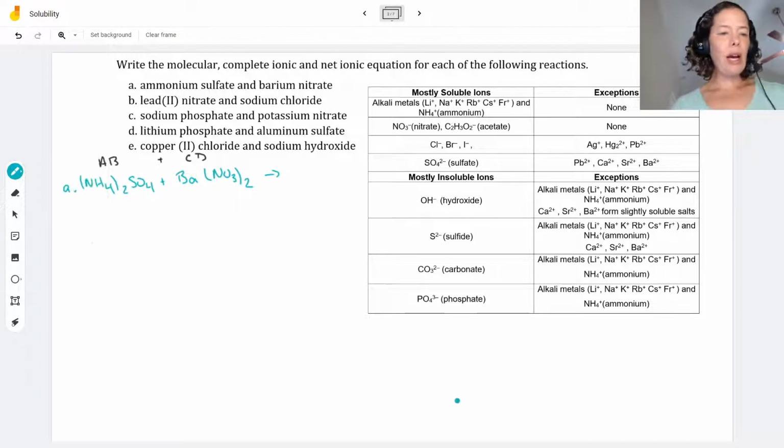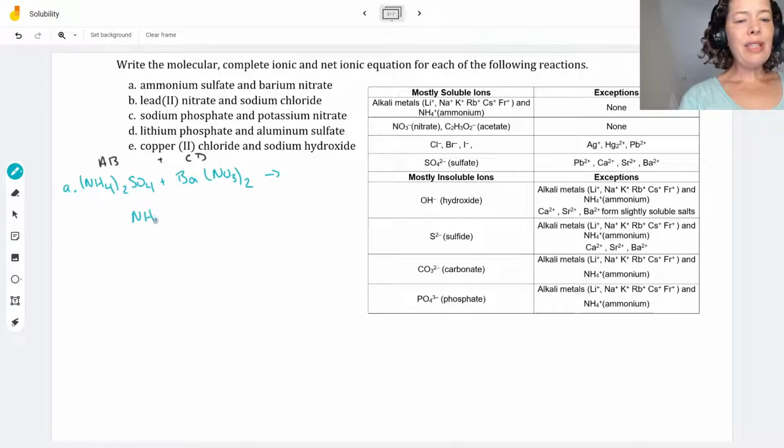So what I am going to do is I think I'll flip-flop anions. I mean, why not? So I'm going to come down underneath because I don't have a lot of space here. So you can see I'm taking my cation, my A from my first compound, and I'm going to use the anion from the second compound, or my D. So that is going to be ammonium nitrate plus, and again, I'm going to go barium, my cation from my second compound, and sulfate.